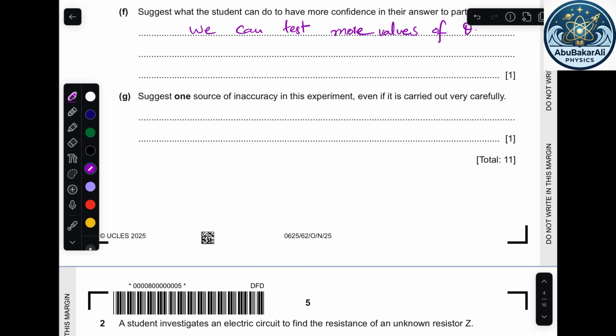Part G, suggest one source of inaccuracy in this experiment, even if it is carried out very carefully. Okay, this is a light experiment. So one possible inaccuracy is, this is a light experiment, and you are measuring the angles in it, right? And it's difficult to measure the angle with accuracy. Secondly, in each and every light experiment, there can be an error because you're not doing the experiment in darkness, right?